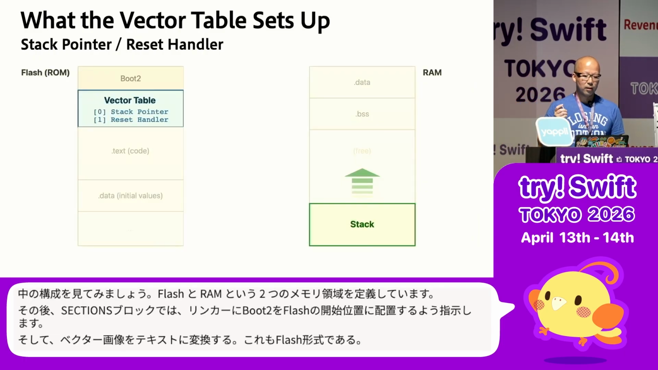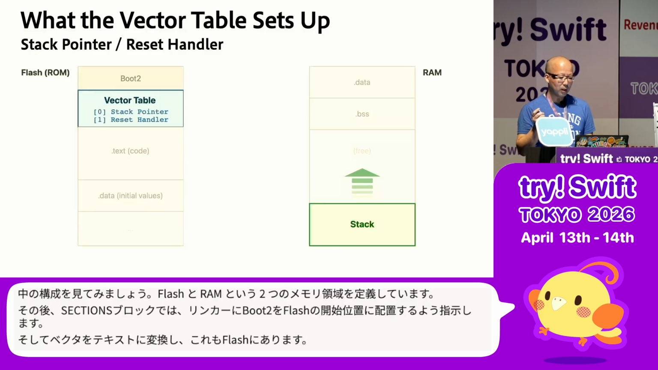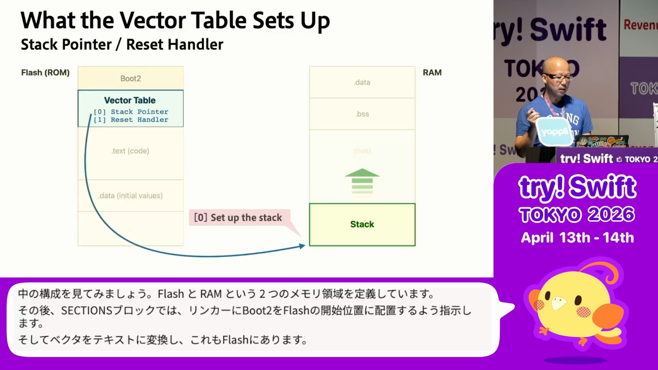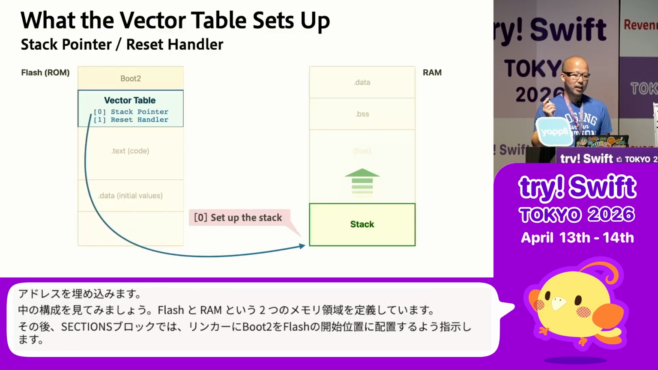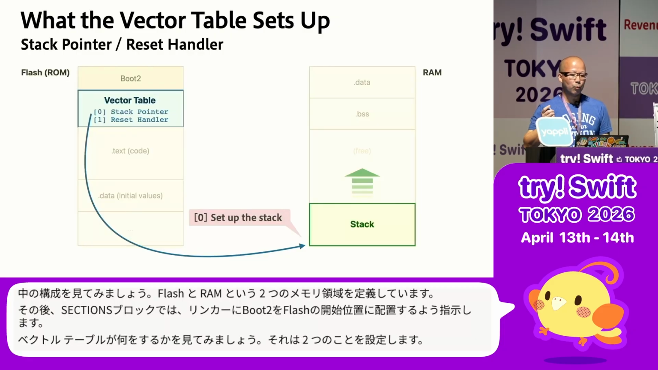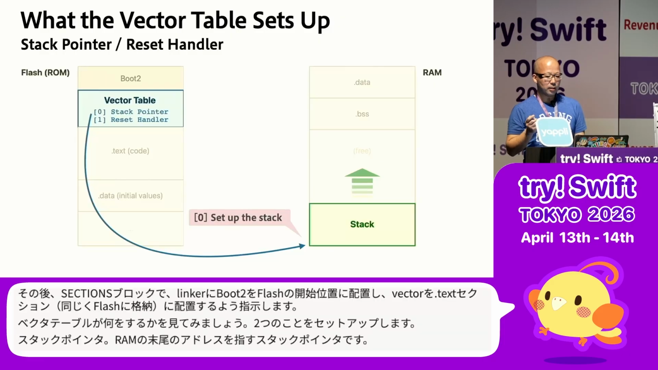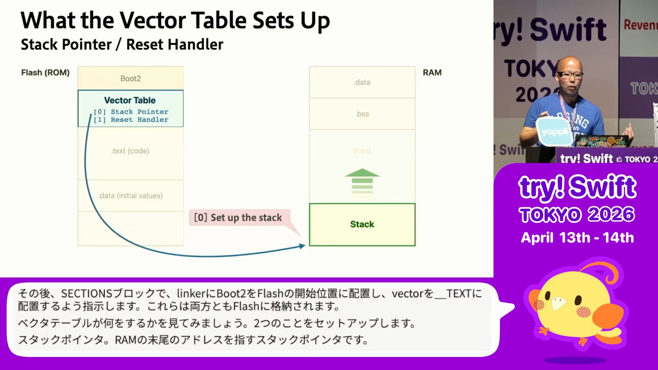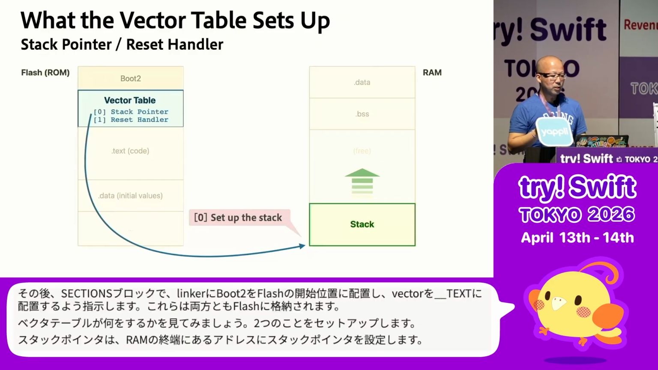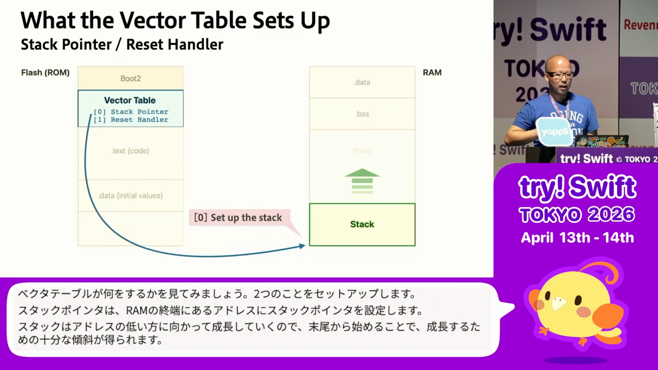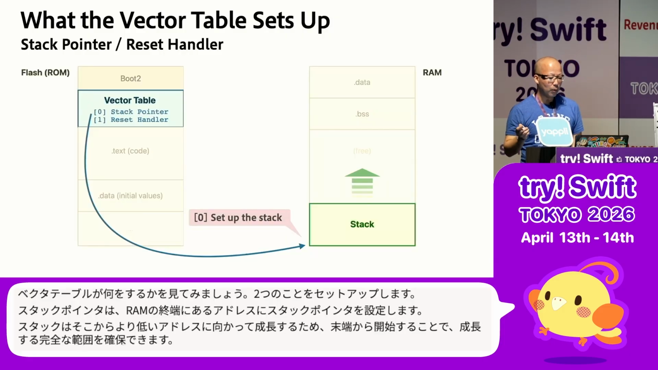Let's look at what the vector table does. It sets up two things. First, the stack pointer. It sets the stack pointer to the address at the end of RAM. The stack grows from there toward the lower address, so by starting at the end, it has the full RAM to grow into. Now the stack is ready. With the stack available, functions can now be called.